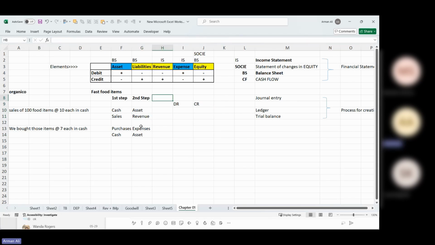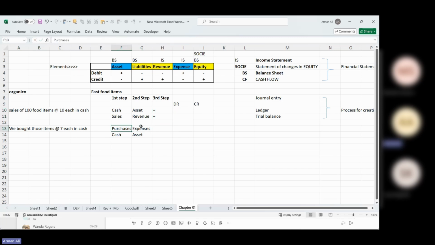Now in the third step, I want to know what is happening, whether they are increasing or decreasing. So in the first example, cash is coming in and sales is also increasing. Two things are increasing. Cash is increasing, and since we're making the sale, we're increasing the sale, right? So both things are plus.